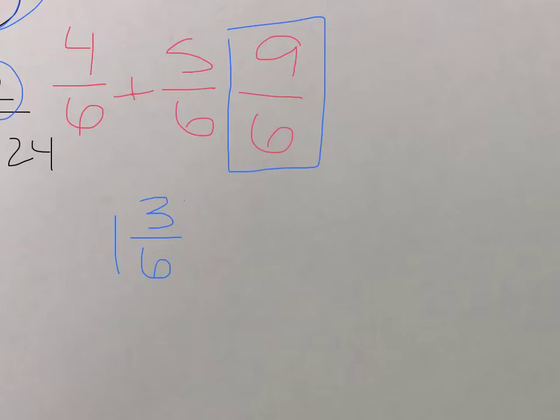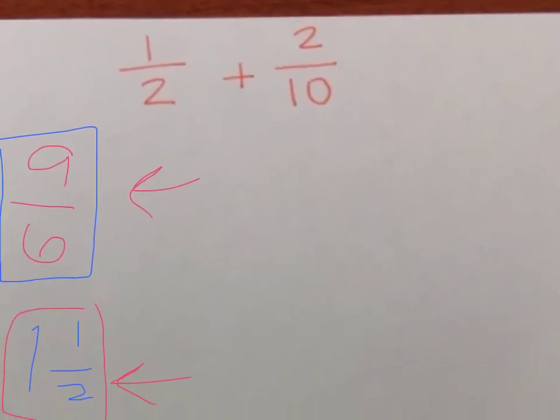Again, we can simplify this. We can divide the top by 3 and the bottom by 3, and we get 1 and 1/2. Okay, again, I will accept this answer. That's fine. If you want to go a step farther and give me this answer, I'll give you extra credit. But for right now, I want you to at least have the improper fraction. Okay, so moving on to number 2. Let me find the eraser and we'll erase some of that stuff.